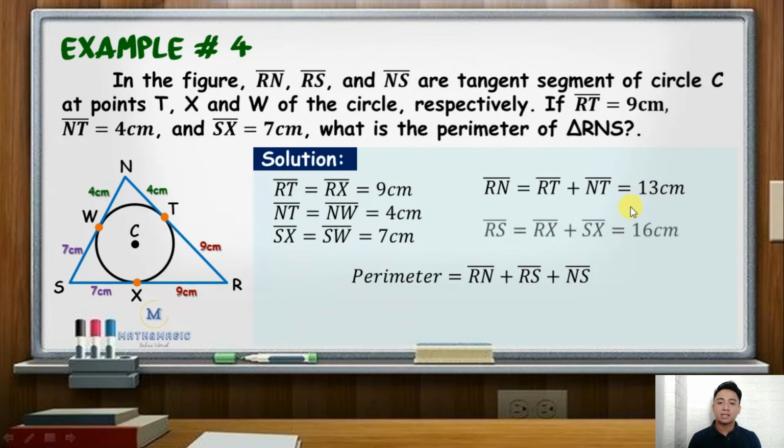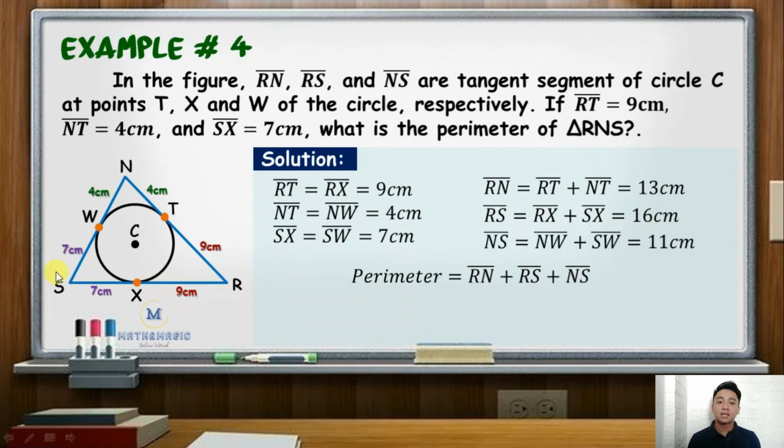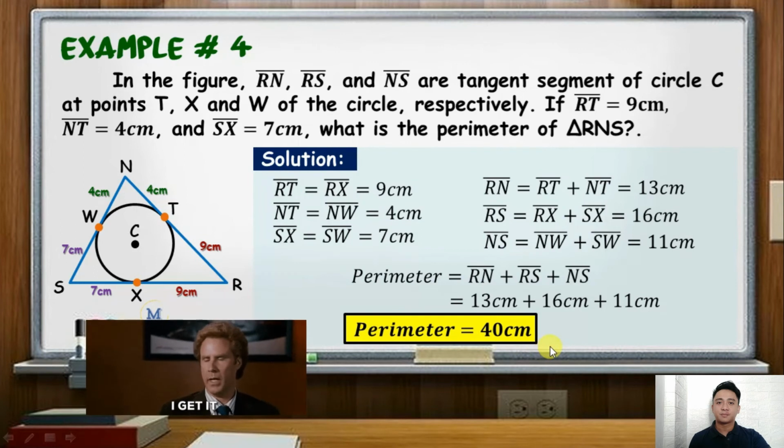For RS, that is equal to RX plus SX, or 9 centimeters plus 7 centimeters, which is equal to 16 centimeters. And lastly, for NS, that is equal to NW plus SW, or 4 centimeters plus 7 centimeters, or equal to 11 centimeters. Therefore, the perimeter is 13 centimeters plus 16 centimeters plus 11 centimeters, or 40 centimeters.